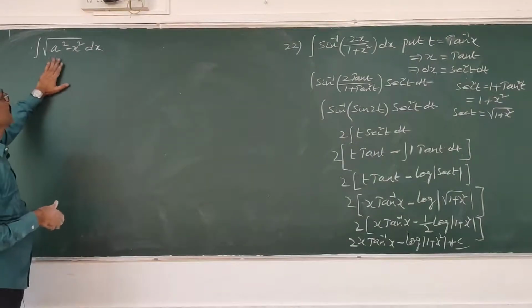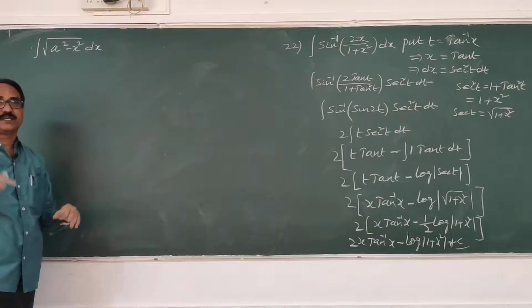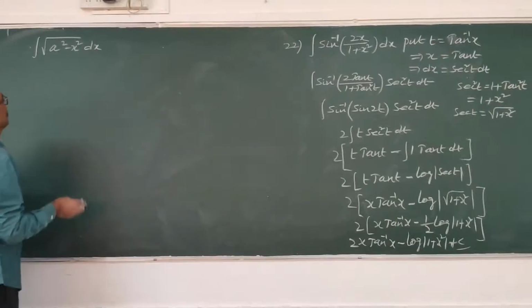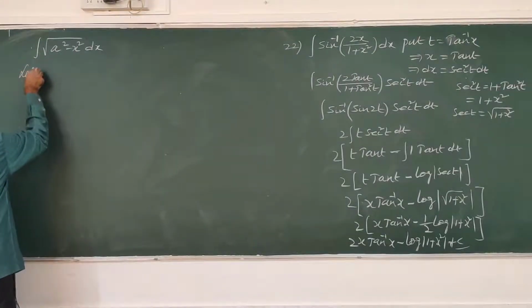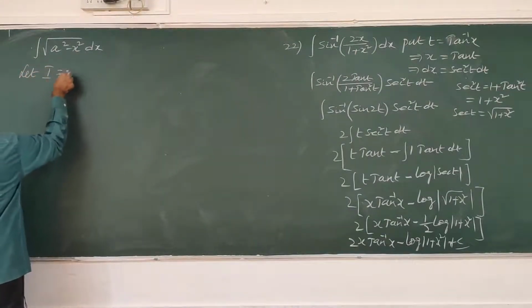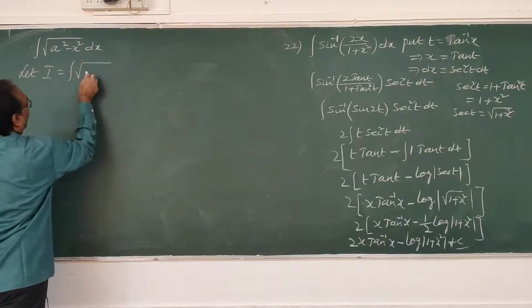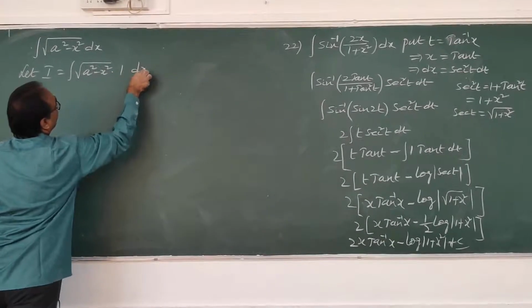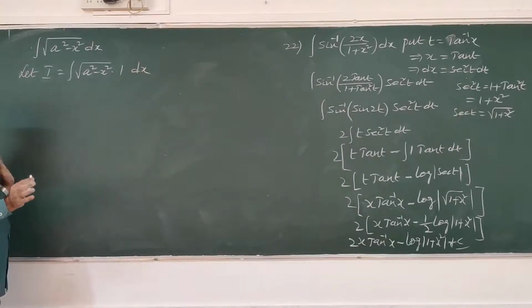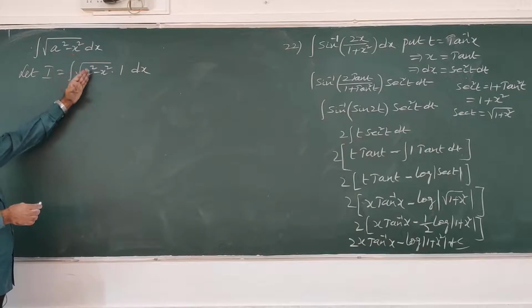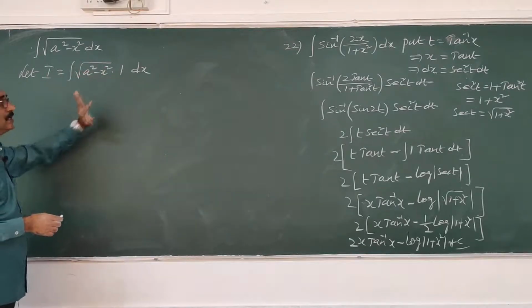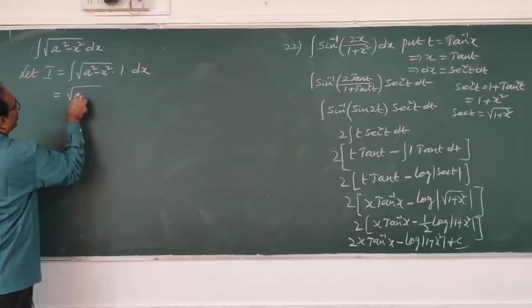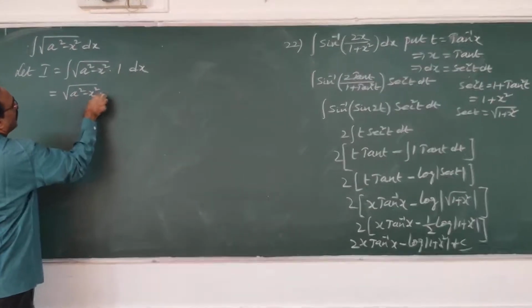So this is the problem given, but there is no second function. When there is no second function, generally we go for 1 only. So here also we will say let I is equal to, I means integral, I is equal to integral root of a square minus x square into 1 dx. My dear students, see that there is no second function. In this case, I consider the second function as 1.